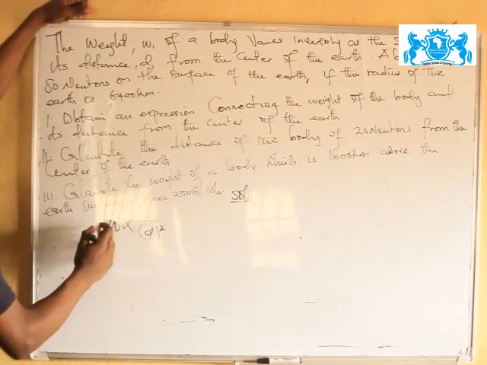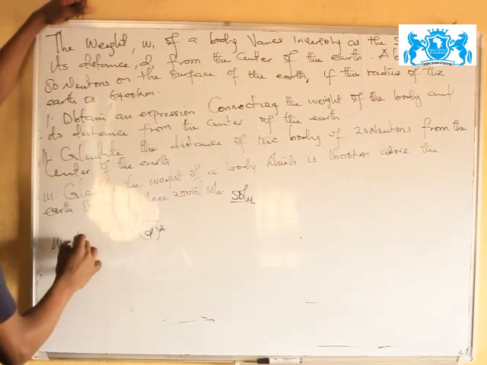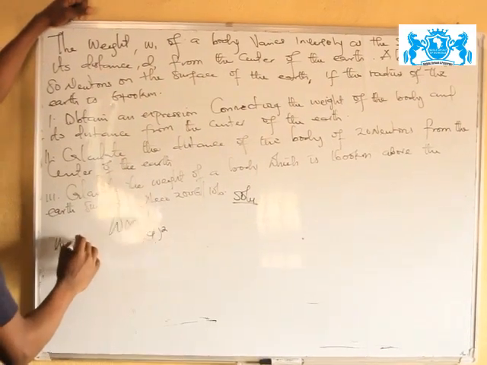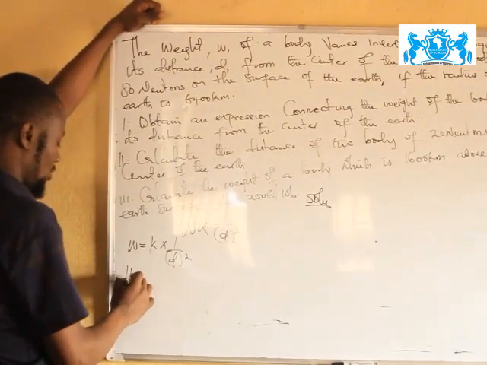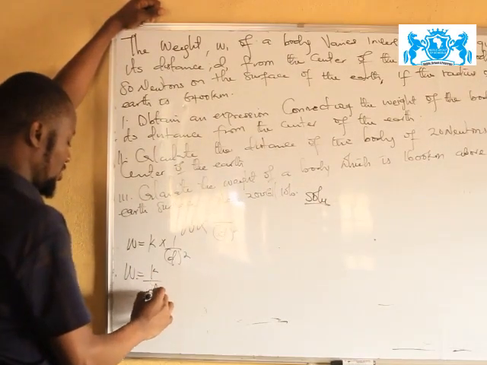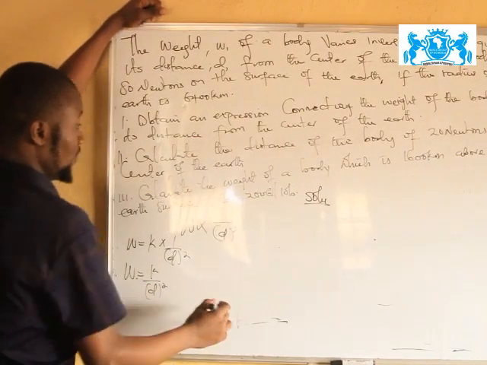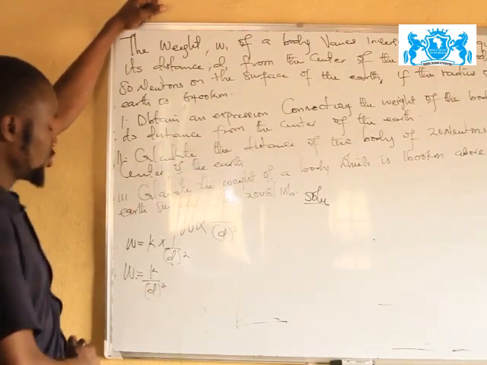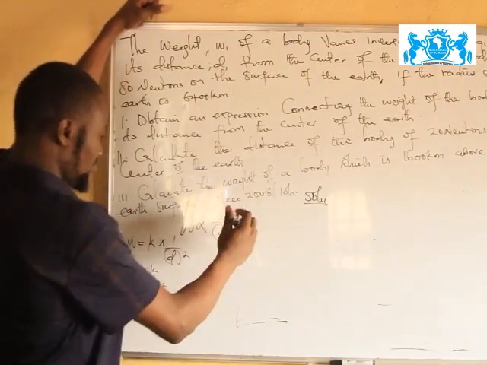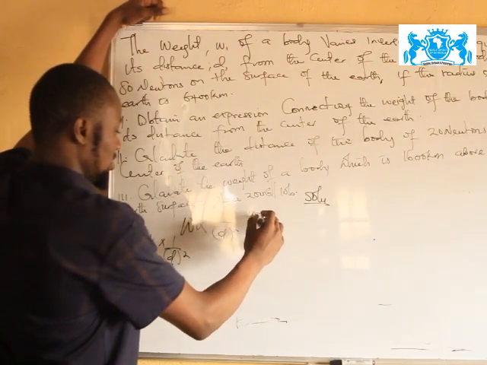Now if we want to analyze, we now have that W equals k times 1 over d raised to the power 2. And W equals k over d raised to the power 2. Now, that is the expression. Now, the body weighs 80 Newton. That is, the weight is 80.